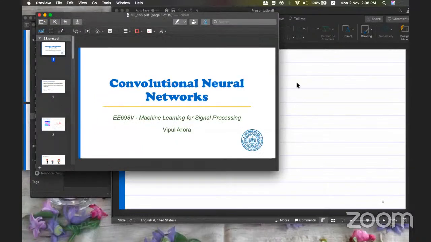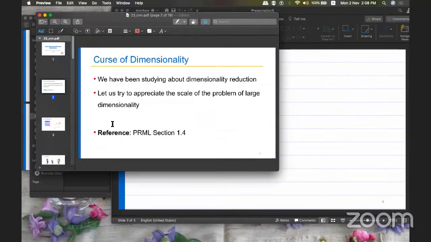Okay, so let's start. Today we are going to discuss two topics. One is convolutional neural networks. The other is dynamic time warping. In convolutional neural networks, let's start. So, why do we need CNNs?